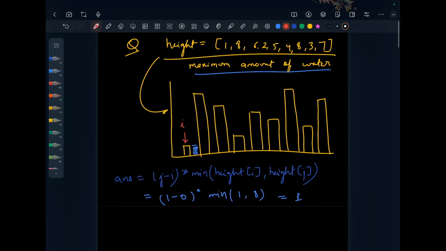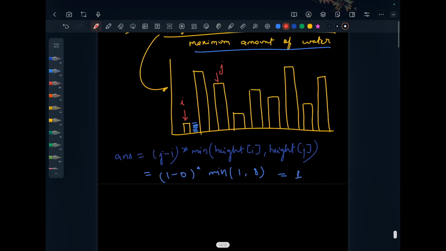Let's move over j. Now we will try between these two pillars, so the height will still be 1, so at max we can fill water amount of 2, right? Because this time our distance got increased, so 2 minus 0 into height will remain 1, so it will become 2, because the distance is 2. Similarly, if we move our j to the next column, you can fill your container with the amount of 3, because we still have to consider 1.